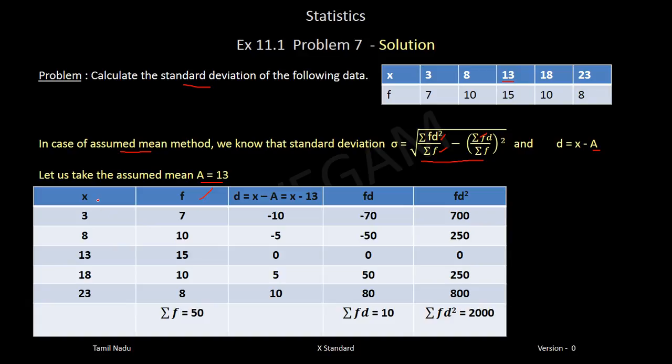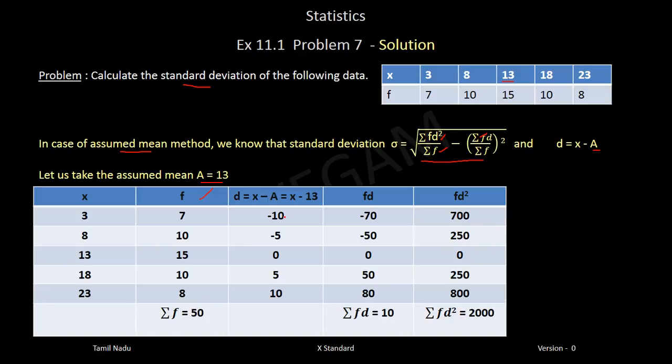Fill up the x column with all the given values 3, 8, 13, 18 and 23, directly taken from the table. Then fill in the corresponding frequency values. So 3 appears 7 times, 8 appears 10 times, 13 appears 15 times and so on.